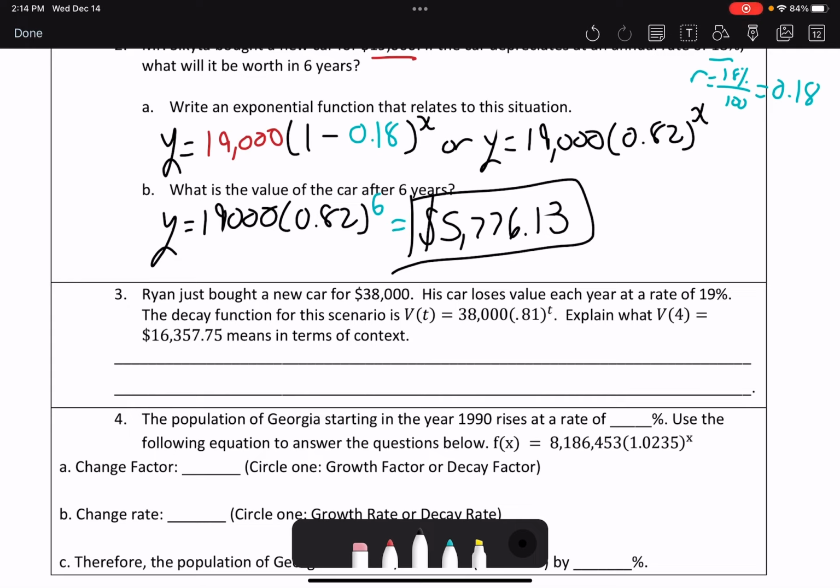So it says, Ryan just bought a new car for $38,000. His car loses value each year at a rate of 19%. The decay function for this scenario is v of t equals 38,000 times 0.81 to the t power. Explain what v of 4 equals 16,357.75 means in terms of context. That just means after 4 years, the car is worth $16,357.75. So it lost value in those 4 years.